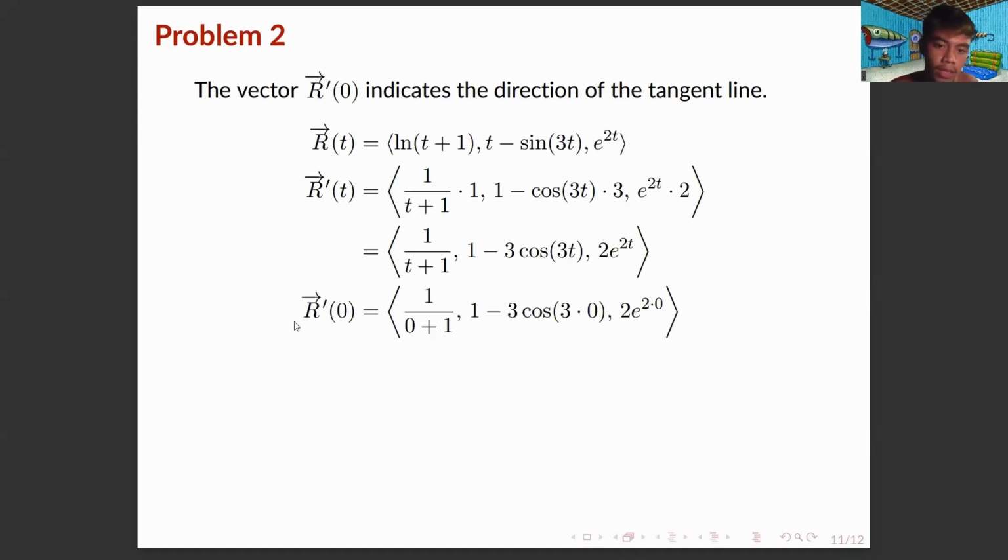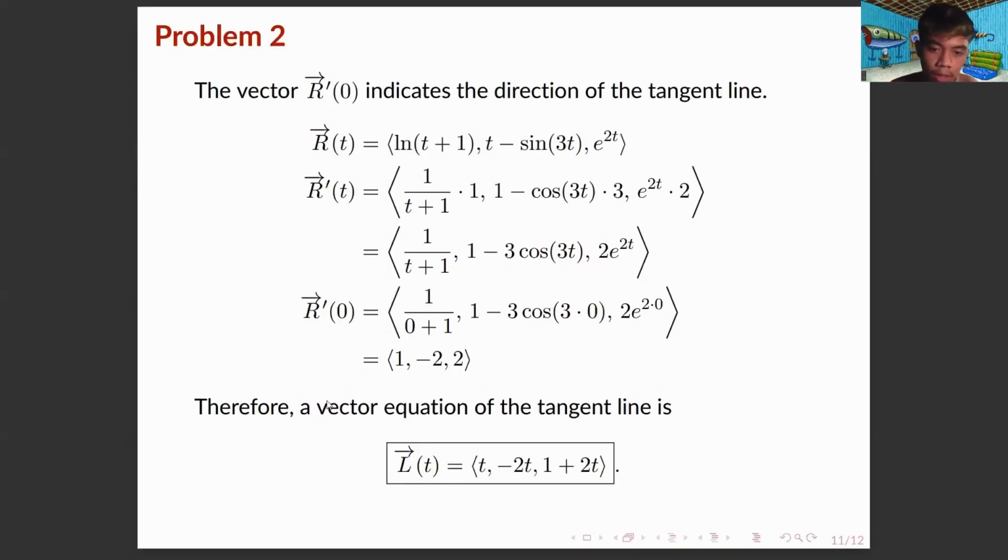And then substitute t equals 0 into the r prime of t that we got. And we have 1 over 0 plus 1. For the second one, we have 1 minus 3 cosine of 3 times 0. And for the third one, we have 2 times e raised to 2 times 0. And we have 1, negative 2, and 2. Therefore, a vector equation of the tangent line is, so let's solve it.